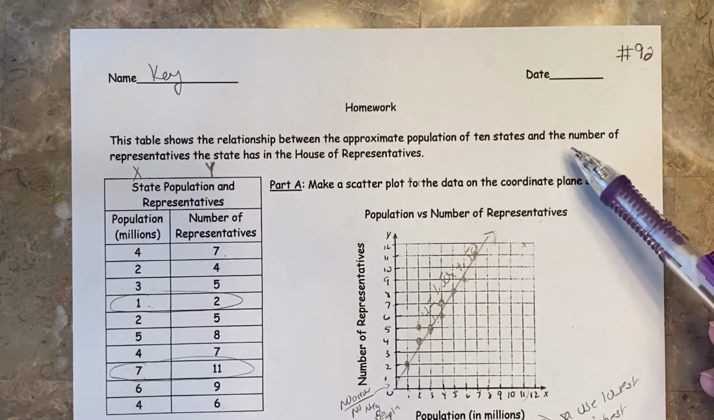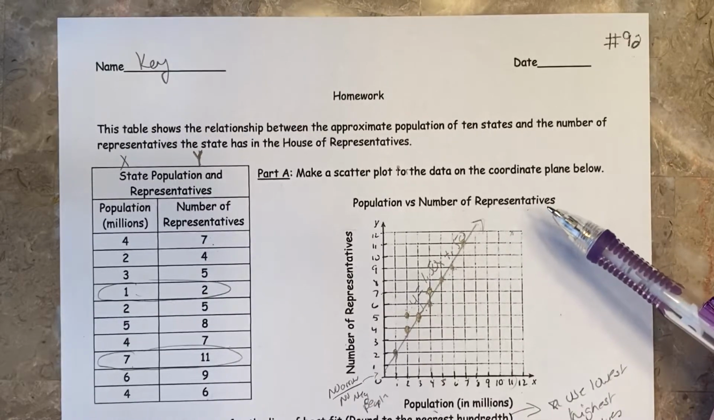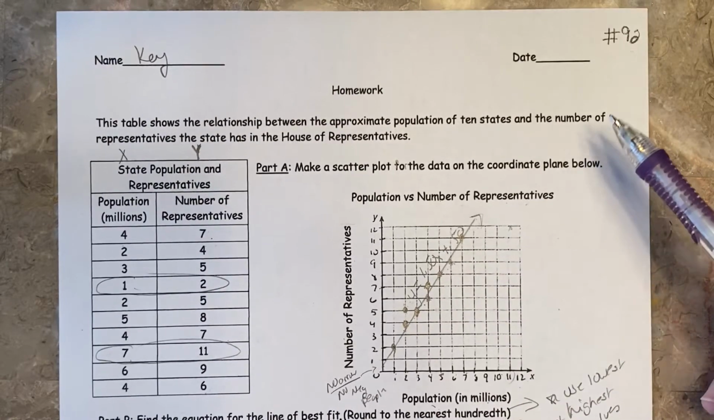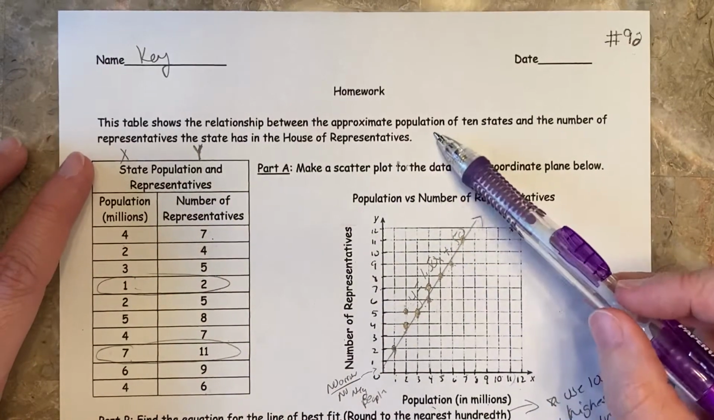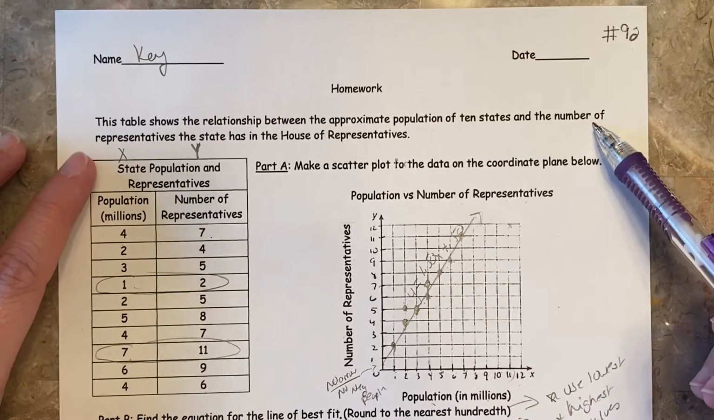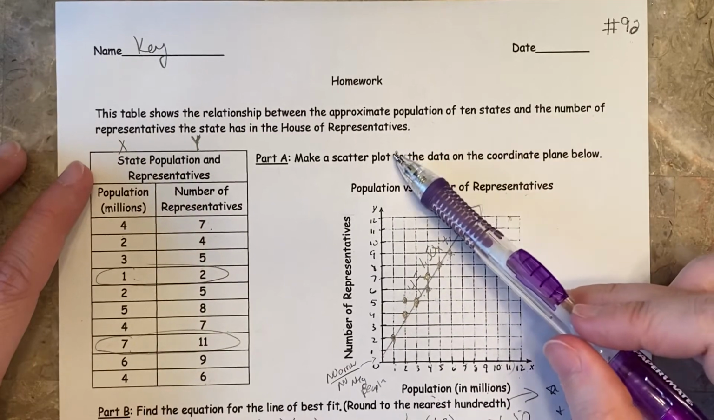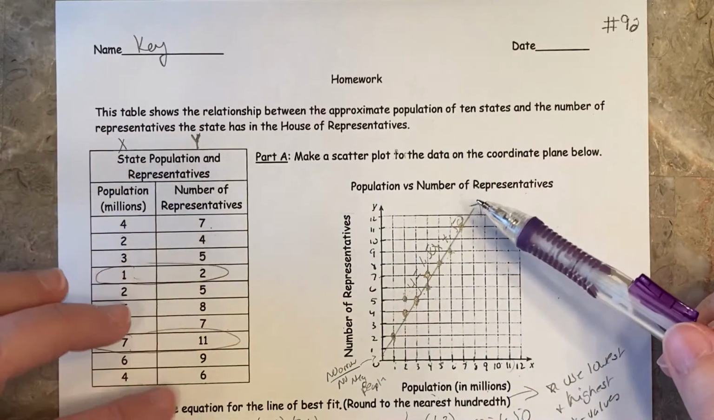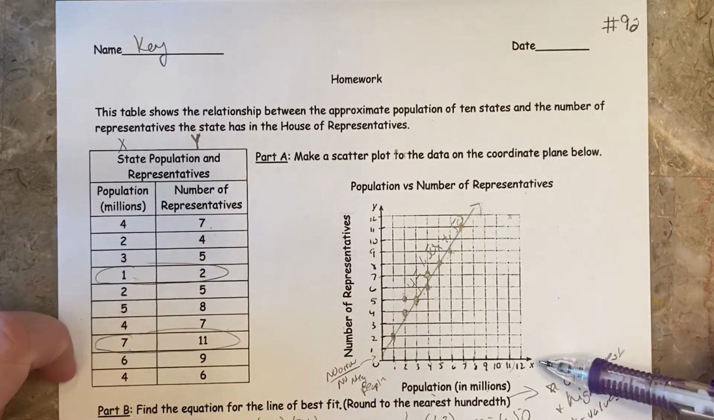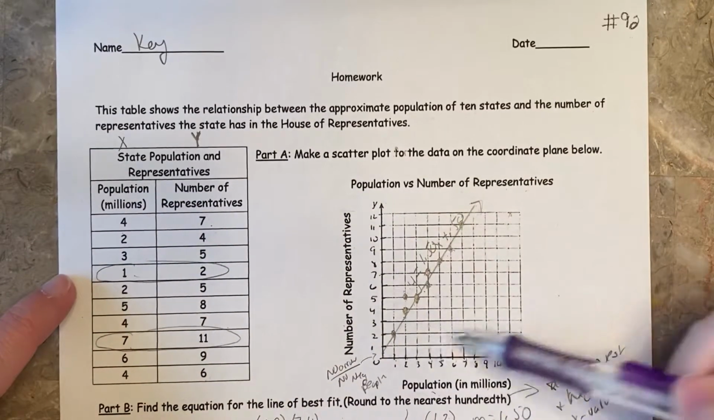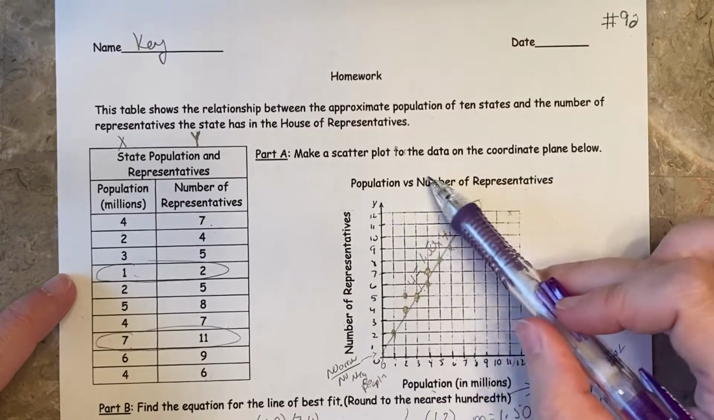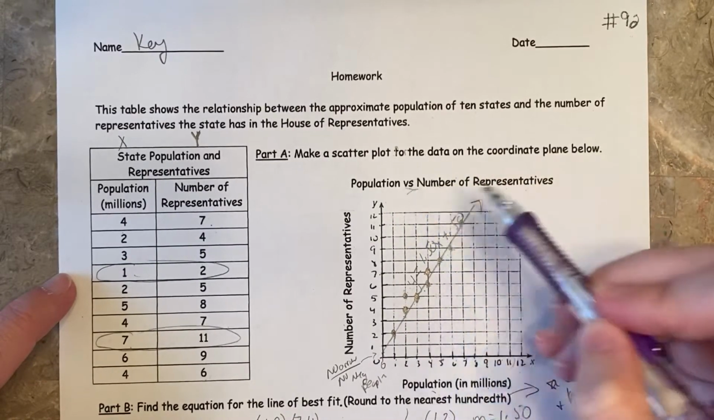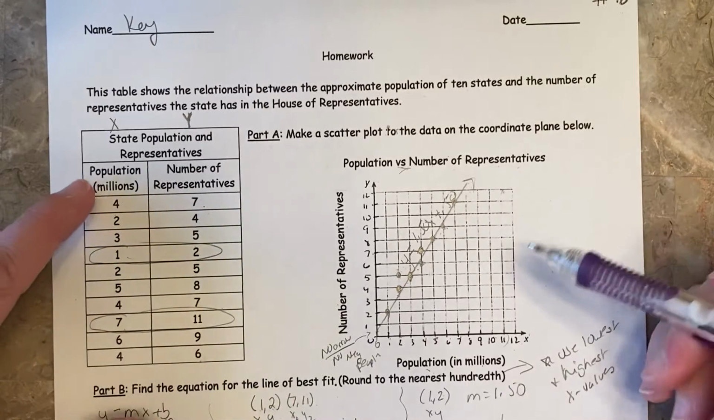So this was our homework on our last day of our scatter plots and line of best fit. This table shows the relationship between the approximate population of 10 states and the number of representatives the state has in a House of Representatives. So we're going to make our scatter plot for the data, and then we'll do our equation and so forth. We have everything labeled: your X, your Y, your numbers, your zero. You have your title, and we are good to go.